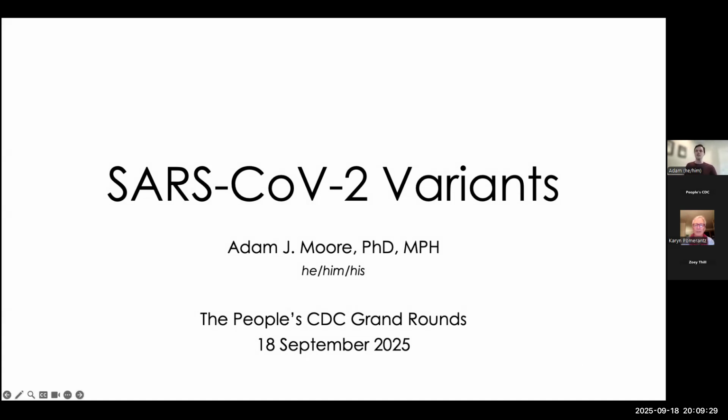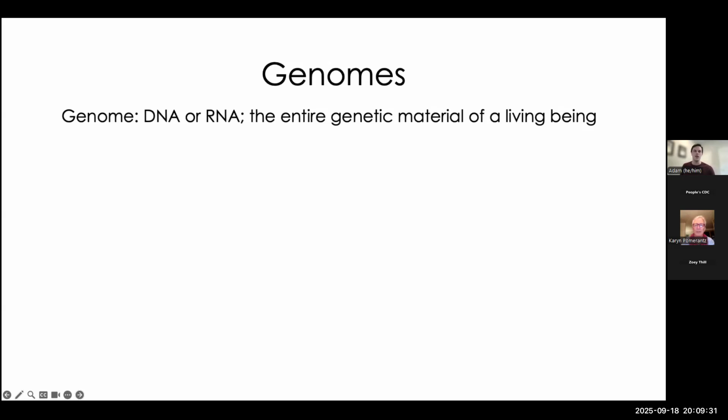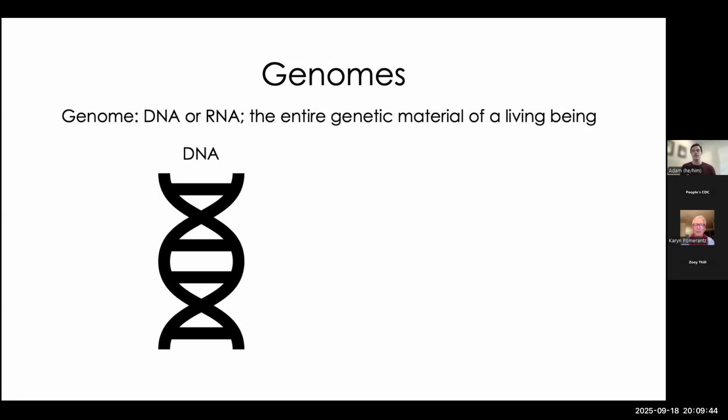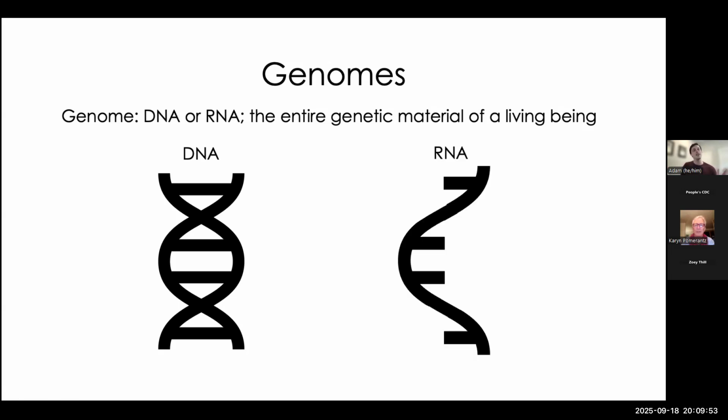First, I want to talk about genomes. These are either made up of DNA or RNA, and a genome is the entire genetic material of a living being. It's the collection of all of your genes. So for DNA, it looks something like this. It's a double-stranded helix. So we often think of it like a spiral staircase. RNA is essentially that, but cut in half vertically. It's just single-stranded. So these are DNA and RNA. When I reference those, this is what I'm referring to.